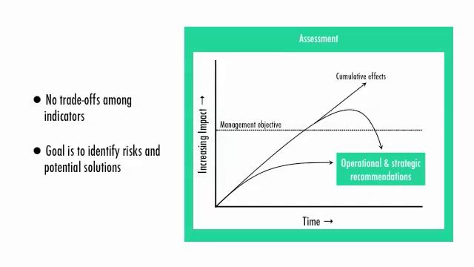If you establish your trade-offs in a more transparent way at this management objective stage, then it brings a lot more transparency to the decision maker. And once again, the goal here is to identify the risks to the values and to identify the potential solutions to stay below that line.